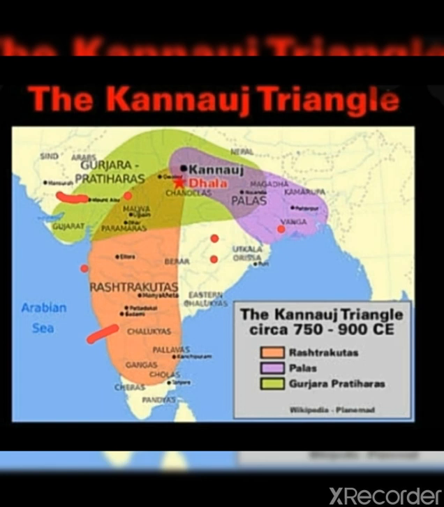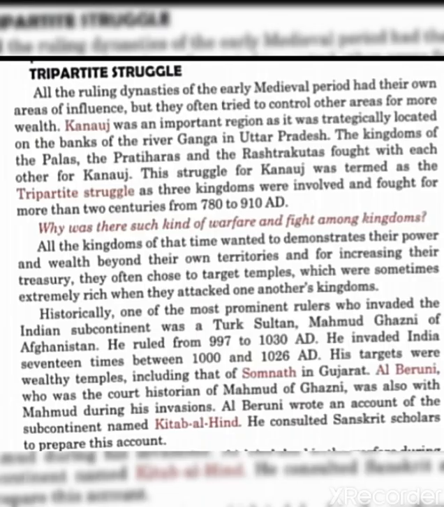Why did they want to conquer Kannauj? Because control over Kannauj meant control over the whole Gangetic Valley. Moreover, the region was very fertile and situated on important trade routes. This struggle is known as the tri-party struggle.